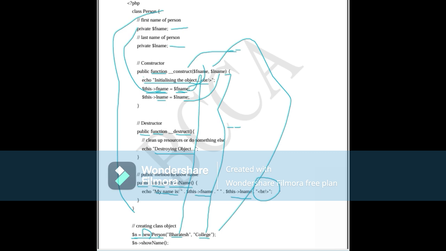After that, on this object n, we are calling the function showName. showName displays whatever values we have initialized the object with. So we have initialized our object n with fname as birthday and lname as college. When we execute this program, the output is going to be: my name is Bhardesh College.